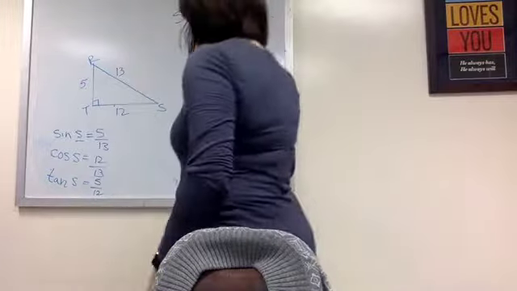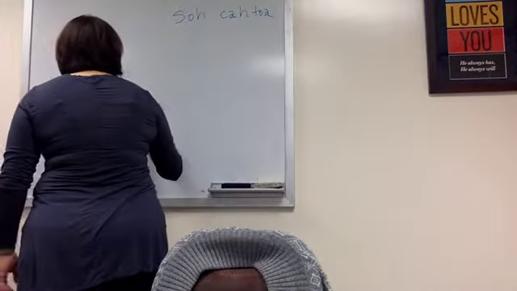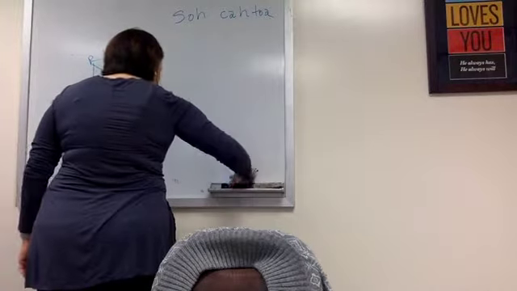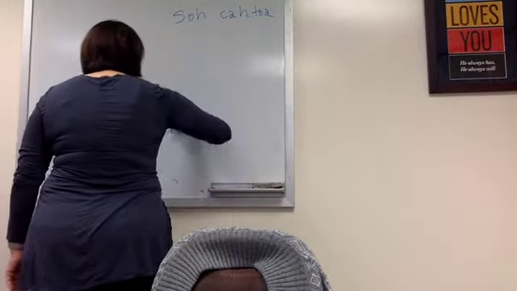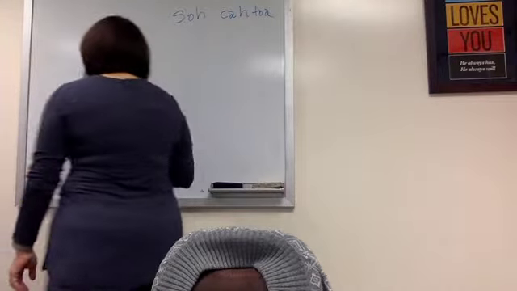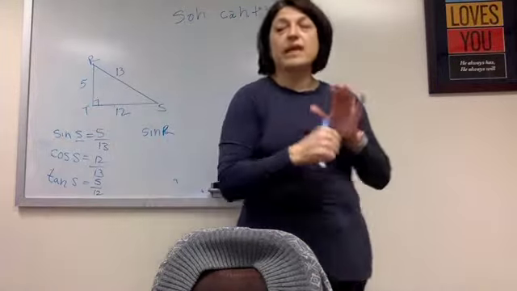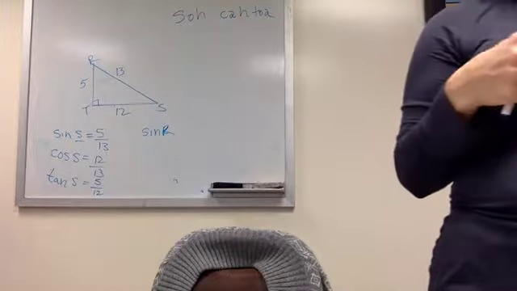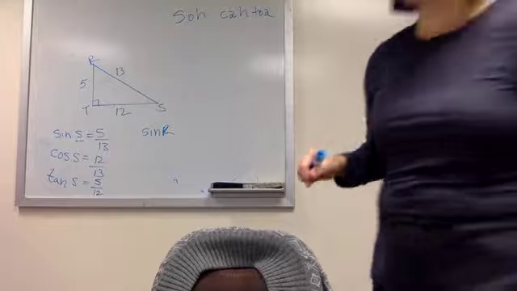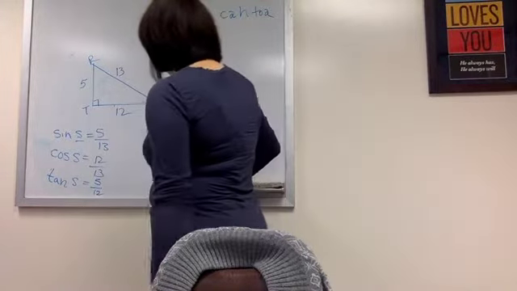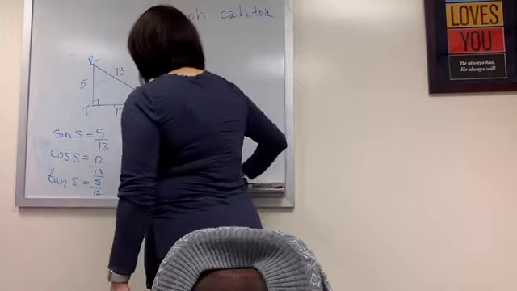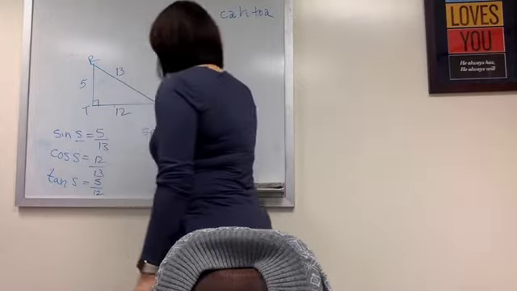Okay, now we're going to do the angle R. So the sine of angle R. Now the other thing that I want you to notice is we're not going to do the sine, cosine, tangent of the right angle. There's a reason for it, which is kind of above this level of math. So we're just doing the sine, cosine, tangent of all the other angles that are not the right angle.